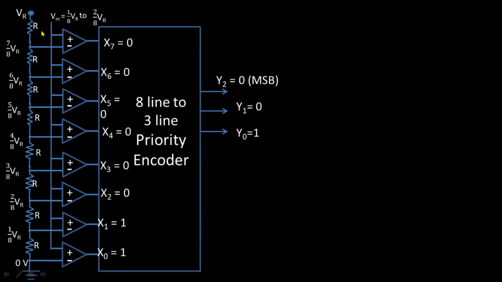For example, Vin is greater than 1 by 8 VR and less than 2 by 8 VR.